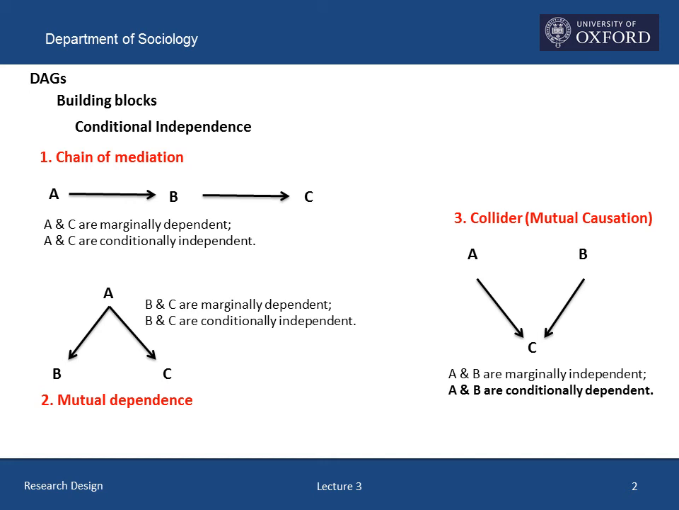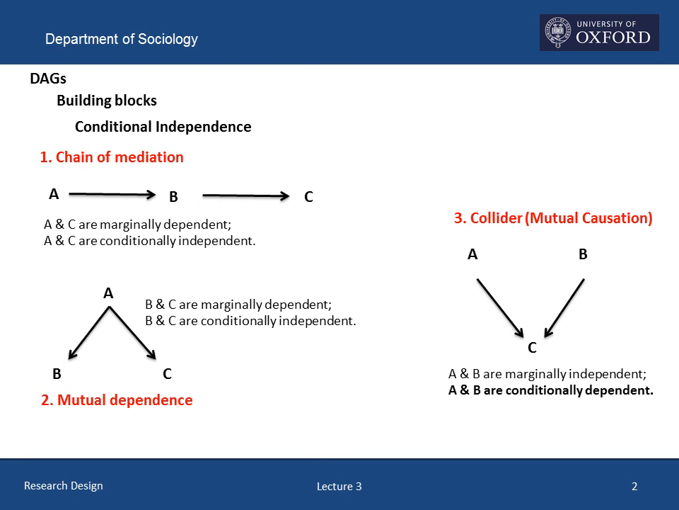Now consider panel 3. Here we encounter something new. C is a so-called collider variable. Collider because at least two arrows converge at this node. C is caused by both A and B. The diagram implies that A and B are marginally independent, but if we condition on C, A and B become conditionally dependent, meaning that within at least one level of C, A and B are associated.